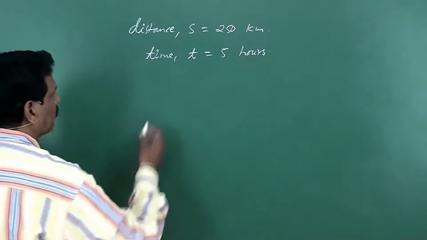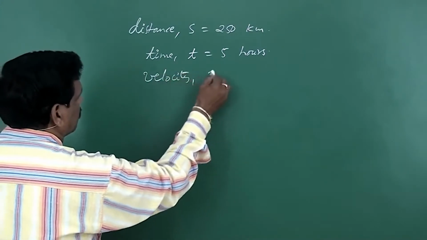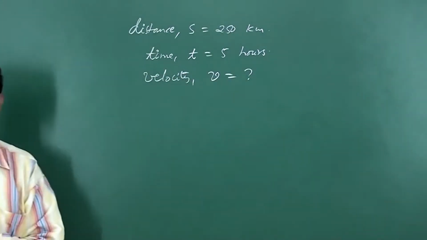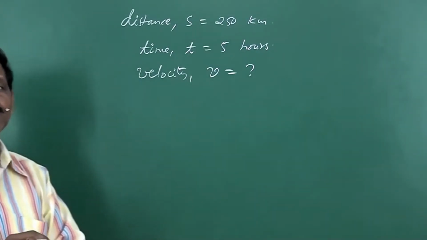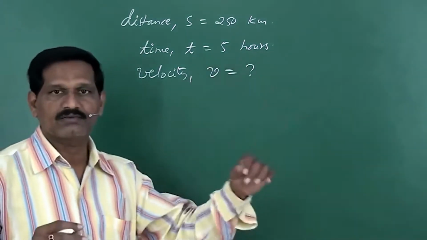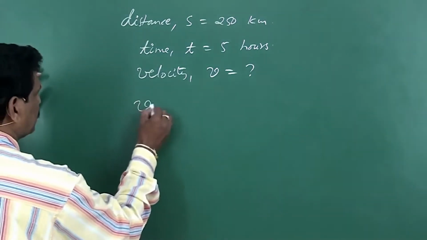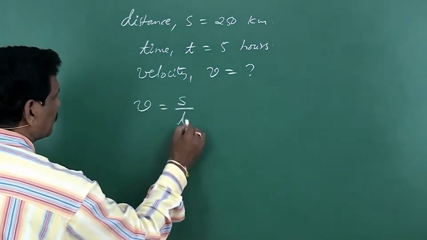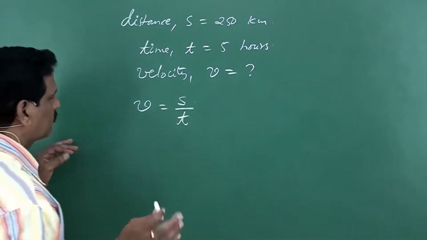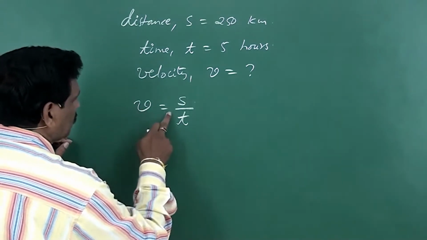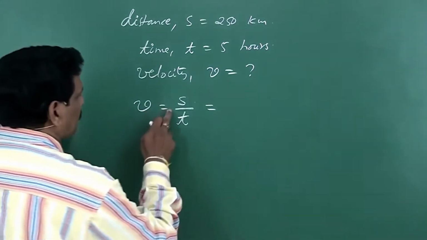And we have to find the velocity of the car. So V is equal to how much? Here the distance between Hyderabad and Guntur is given as 250 km, and this distance is covered in a time of 5 hours. We have to find the velocity of the car. So velocity V is equal to distance or displacement by time. Here velocity or speed, both are the same. Velocity is equal to distance or displacement by time, so V equal to S by T.